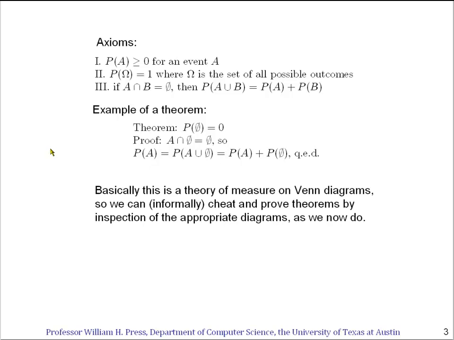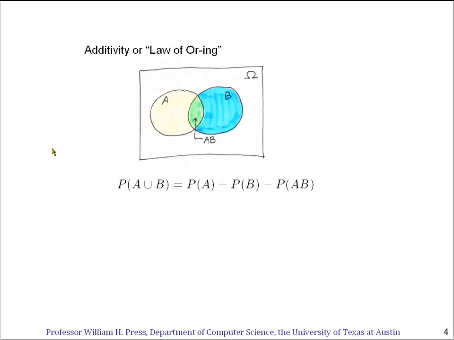Now what's basically going on is that these axioms are the axioms of a theory of measure on Venn diagrams. So I'm now going to informally prove a bunch of elementary theorems, but we're going to use them in calculations just by looking at the Venn diagrams and seeing what has to be true. So let's start with the law of ORing, as I call it, because it tells you how to compute the probability of A or B, as we mentioned above. More formally, in real life, this is called the law of additivity.